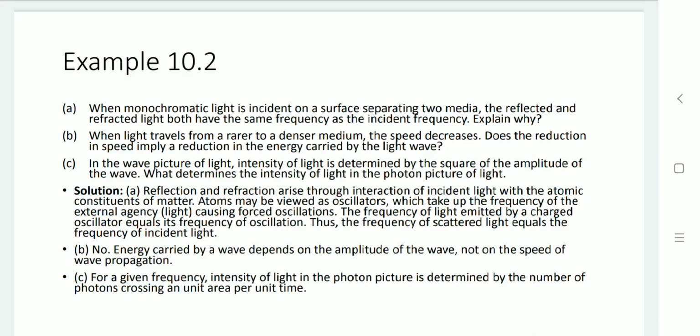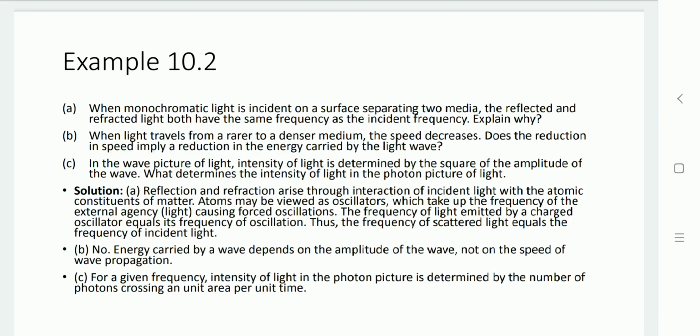Next, when light travels from a rarer to a denser medium, the speed decreases. Does the reduction in speed imply a reduction in energy carried by the light wave? No. Energy is defined in terms of the amplitude of the wave, and the speed of light is basically related to the wavelength. So if the wavelength varies, the amplitude does not change. So the energy carried by a wave cannot be changed if the speed of wave propagation changes.